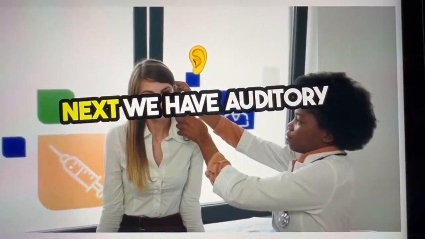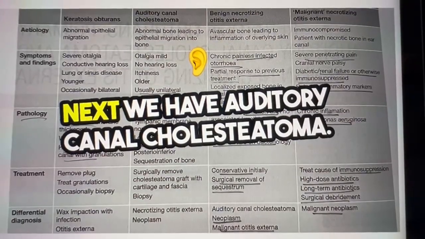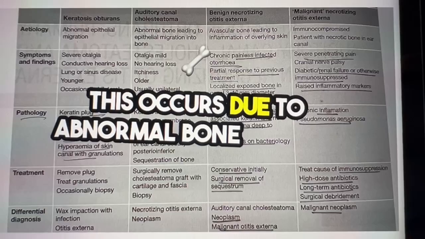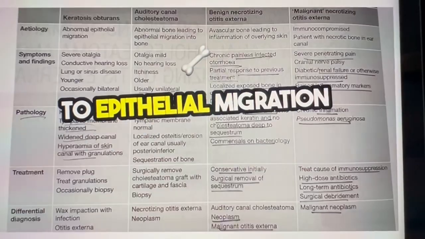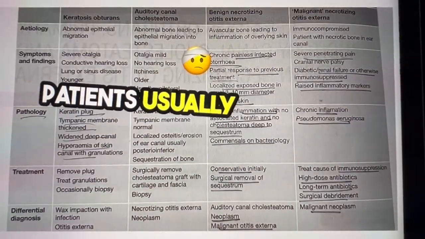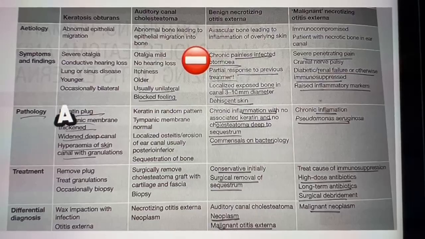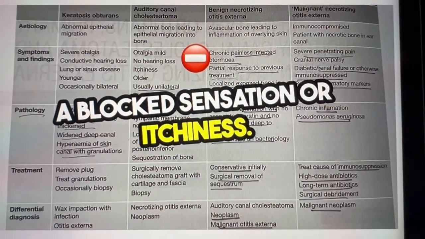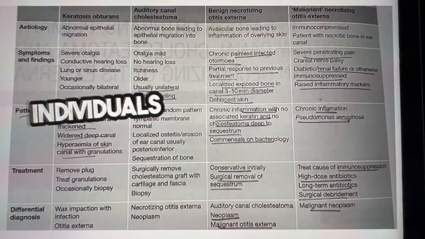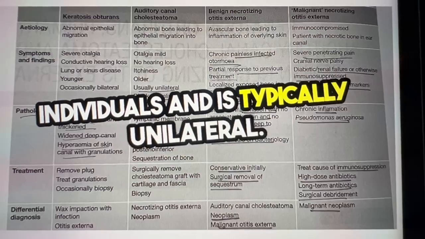Next, we have auditory canal cholesteatoma. This occurs due to abnormal bone, leading to epithelial migration into the bone. Patients usually complain of mild pain, a blocked sensation, or itchiness. It's more common in older individuals and is typically unilateral.